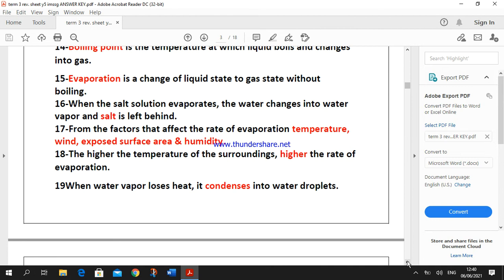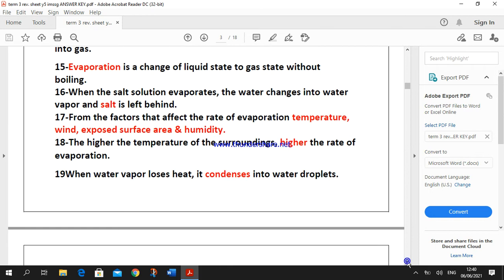17, from the factors that affect the rate of evaporation, number 1, temperature, 2, wind, 3, exposed surface area, 4, humidity. Number 18, the higher the temperature of surrounding, what happens to the rate of evaporation? The rate of evaporation becomes higher also, okay? Number 19, when water vapor loses heat, it condenses into water droplets, okay?